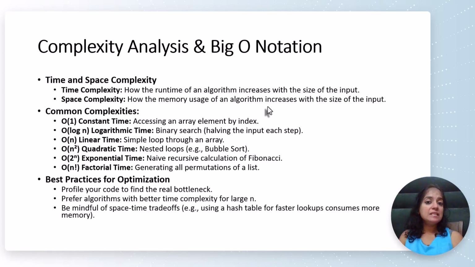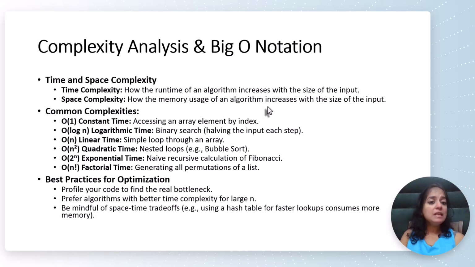Then complexity analysis and big O notation. As we said about the algorithm's efficiency, it should be efficient. That means it should take the least amount of time and least memory. So how can we analyze which algorithm is efficient? We have certain metrics to identify that, and that is the time and space complexity. Time complexity is how much time your algorithm will take for a standard input n, and space complexity is how much memory the algorithm will consume.